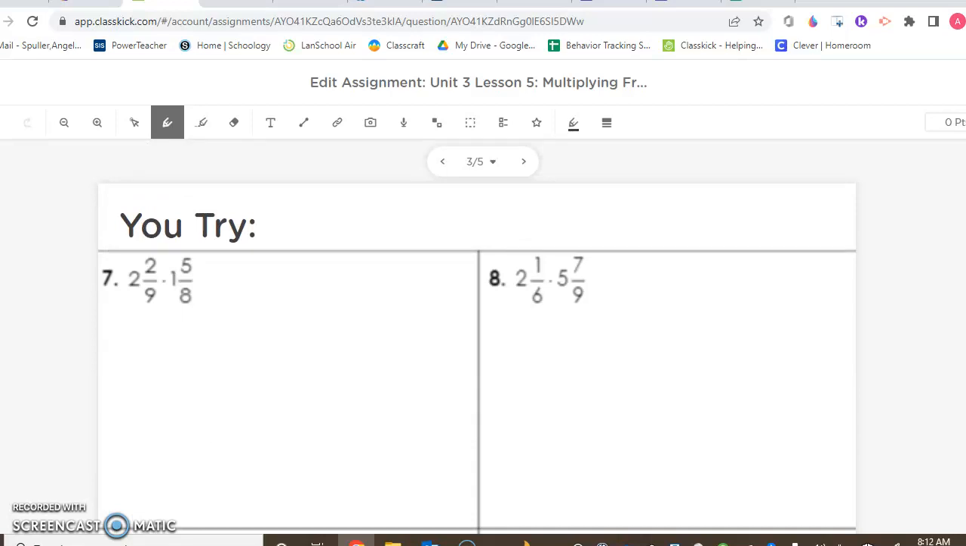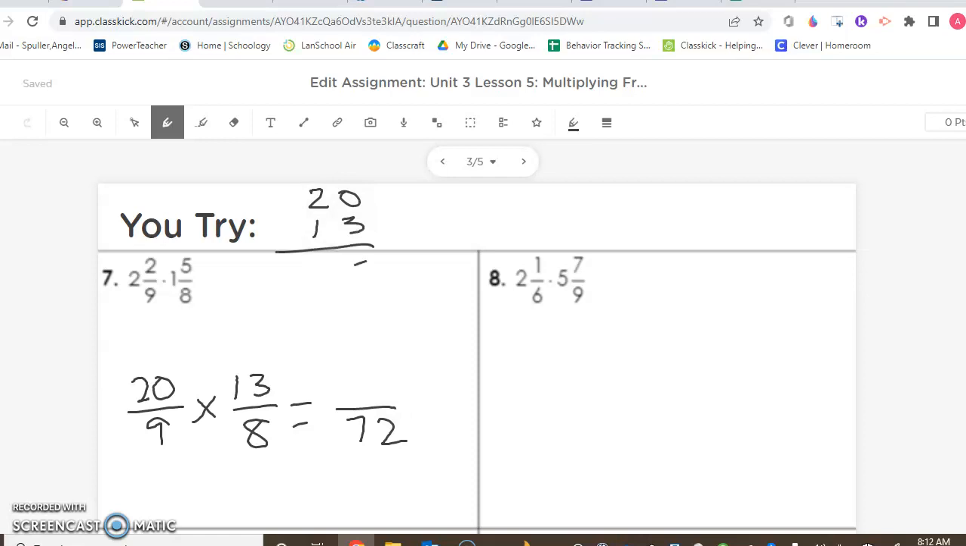All right, so for 2 and 2 ninths, you should have turned that into 20 over 9 times 13 over 8. That would have been 72. Let's see, 20 times 13. So 0, 6, 6. Okay, put my placeholder 0, 2. So it would have been 260.